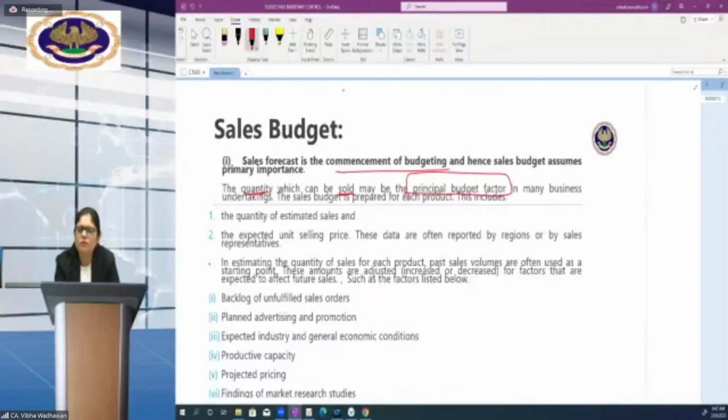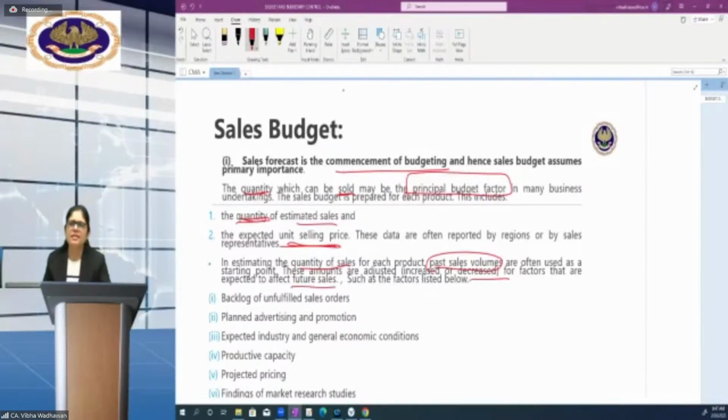What does the sales budget include? The quantity of the estimated sales, because the quantity is the most important thing, and the expected selling price per unit, at which we expect to fix the selling price. In estimating the quantity of sales, past sales volumes are very important to forecast the future sales: how much sales we managed to reach in the past. All right, so that is the base for projection for the future. These amounts are adjusted, increased or decreased, for factors that affect the future sales. So let us say the past sales was 10,000 units.